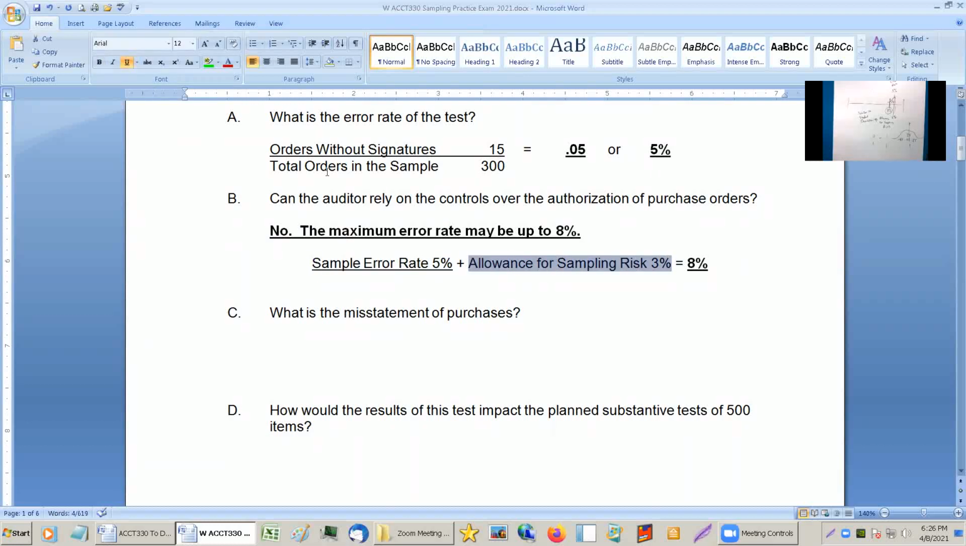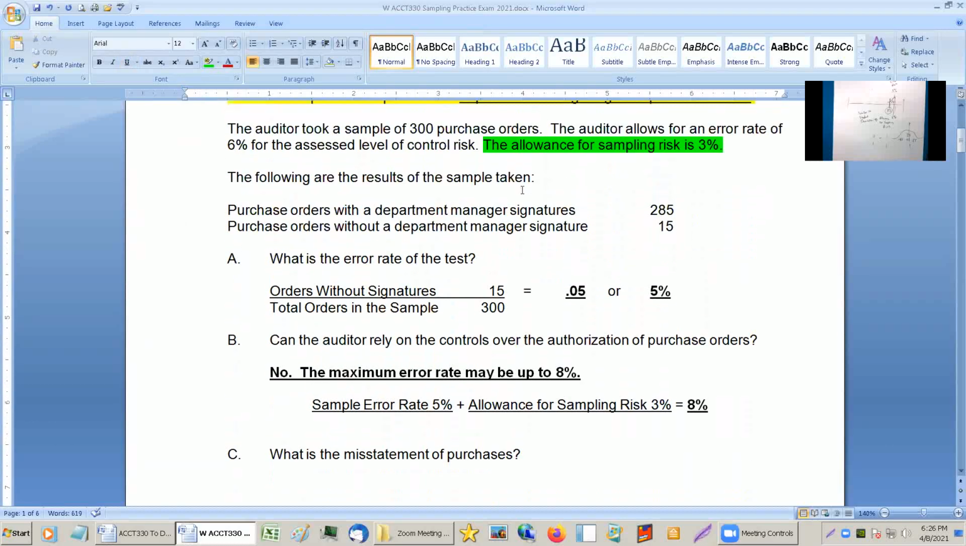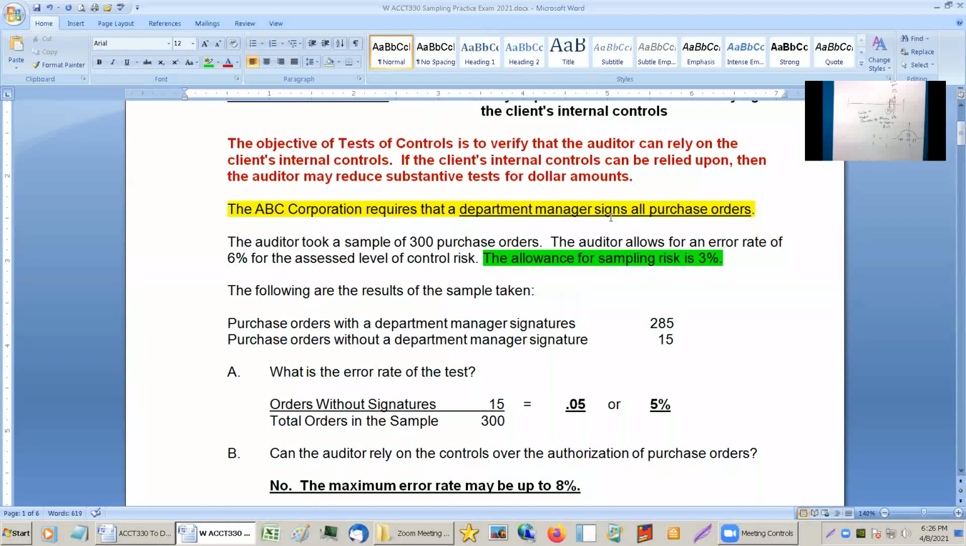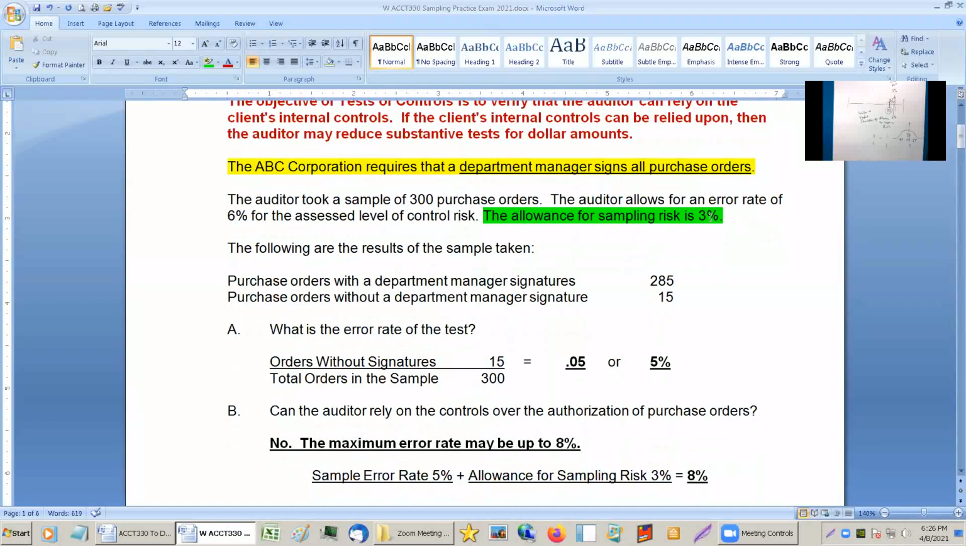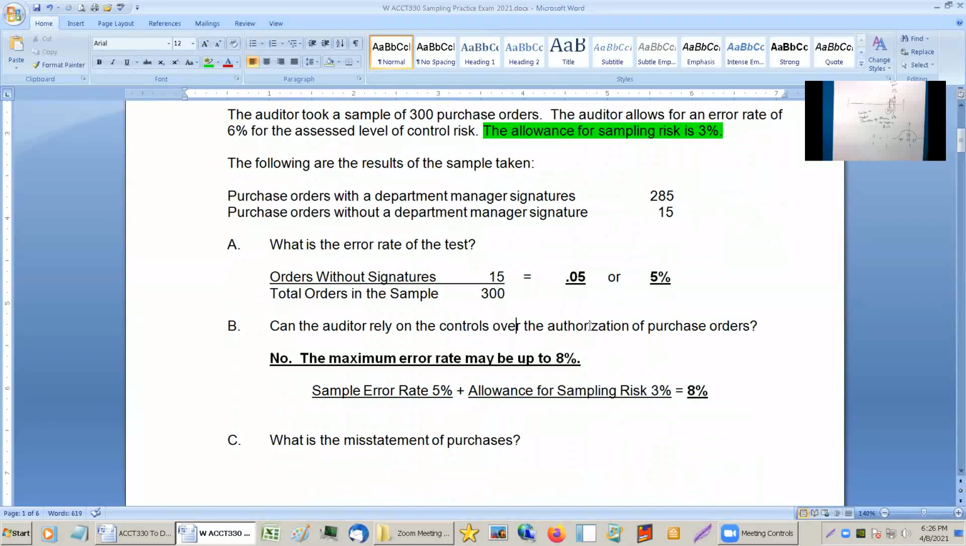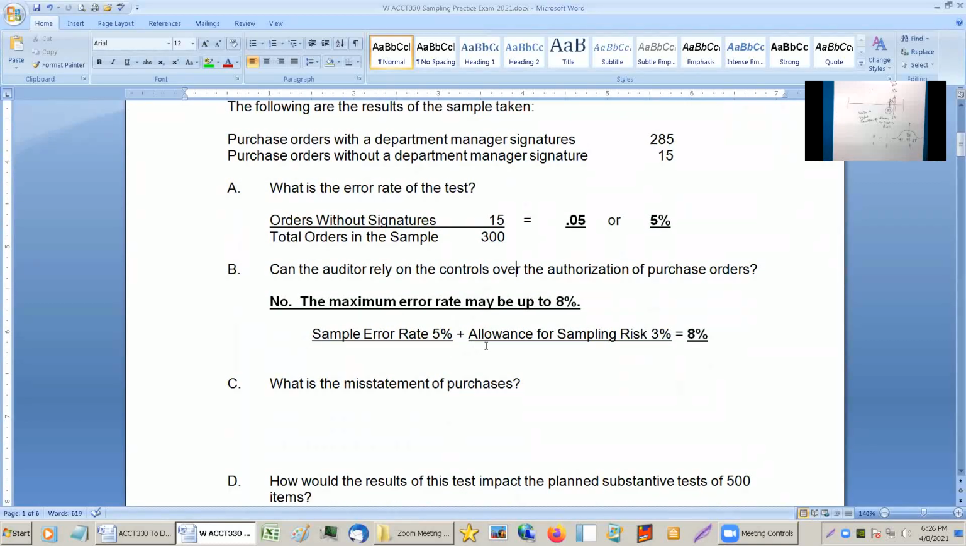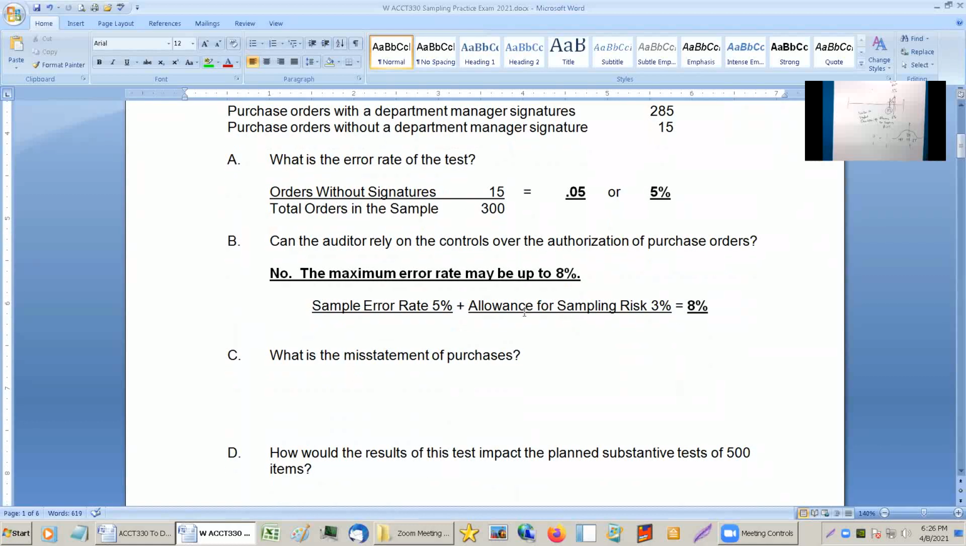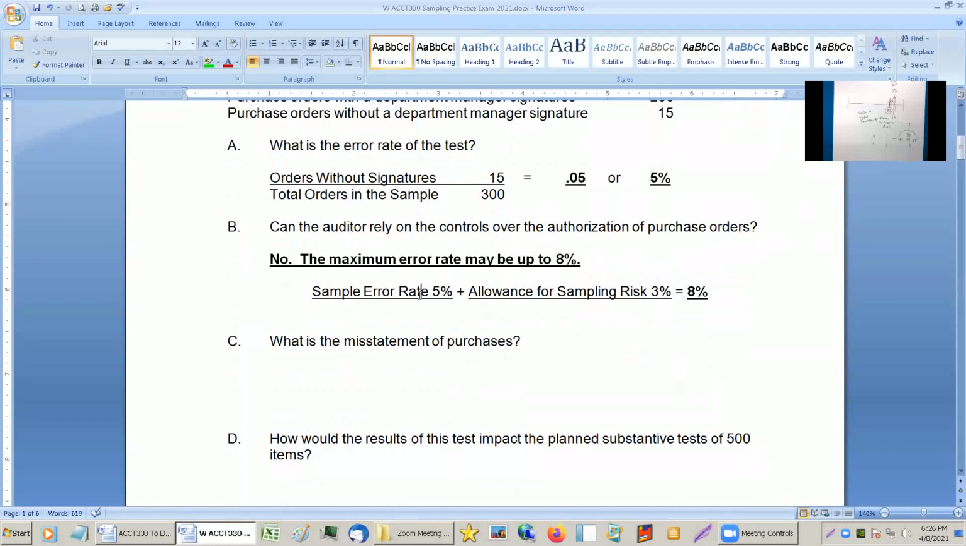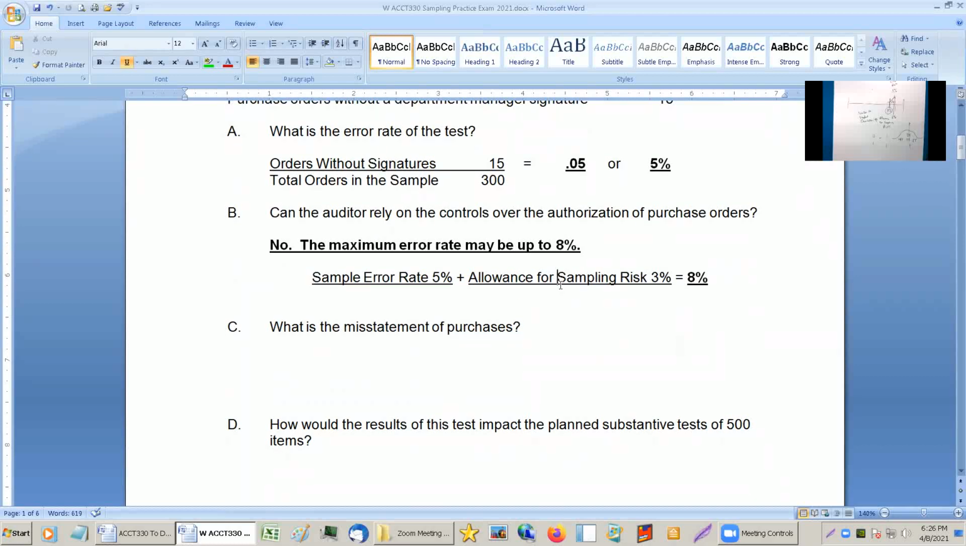There's other ways to show this. You may see it done other ways. Sometimes you see them take the 6% and minus the 3 and then compare that to the actual. It's all the same. It's basically the same idea. I like seeing it this way just because it looks more like normal standard sampling stuff, whereas you have your best estimate, but then you have some allowance for standard deviation, or in this case, for sampling risk, of 3%.